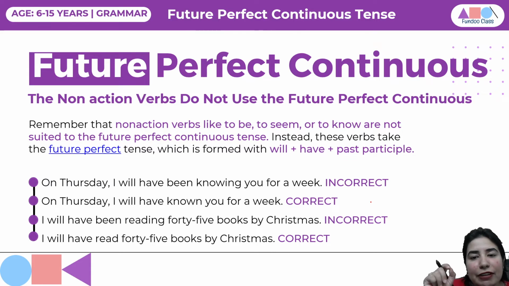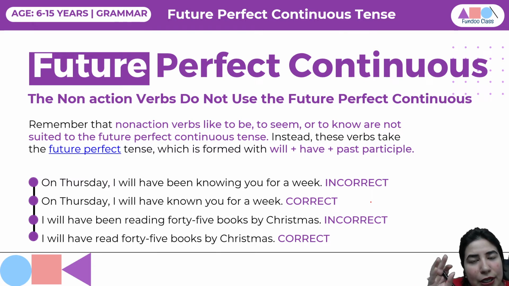On Thursday, I will have been knowing you for a week. So this is incorrect. Why? Because this is a non-action verb, right? Events like thinking, seeming, realizing. These activities cannot stretch, so the usage of future perfect continuous would be inappropriate. So what will you say? On Thursday, I will have known you for a week.